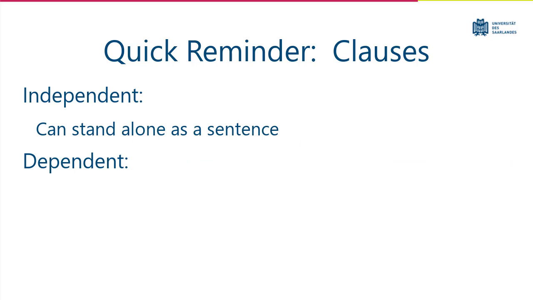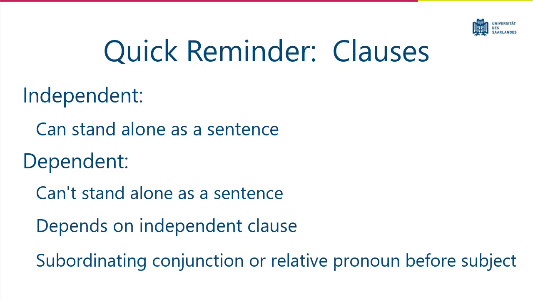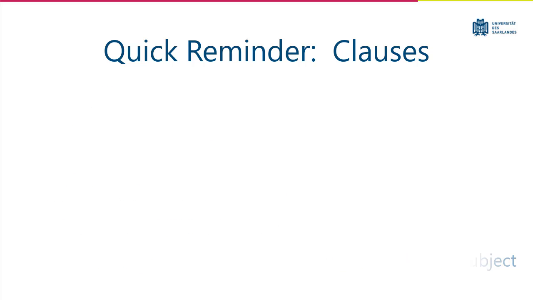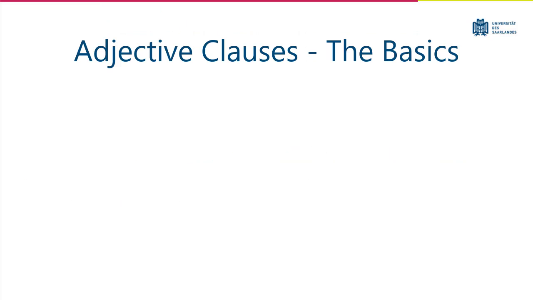A dependent clause can't stand alone as a sentence. It depends on the independent clause. The biggest difference is that a dependent clause has something before the subject. This is usually a subordinating conjunction, like while, because, or before, or a relative pronoun, like who, whose, or that. For example, if we continue the sentence in question by adding, "while the cold meal wasn't," we have a dependent clause since while is added to the beginning, and then followed by the rest of the clause. Adjective clauses are a type of dependent clause.